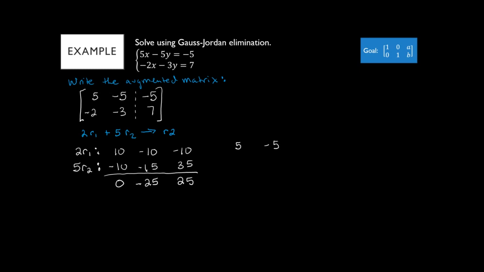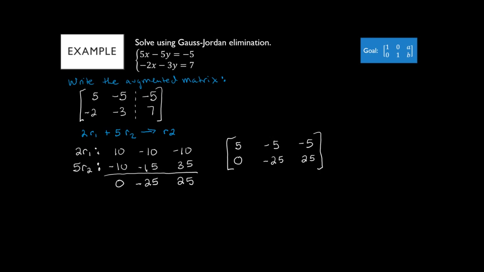And now I'm going to rewrite my matrix. 5, -5, -5, 0, negative 25, 25. And if you find any math errors, let me know. Because, like I said, it's very easy to make a math error here. So now I've got my 0 on the bottom left.